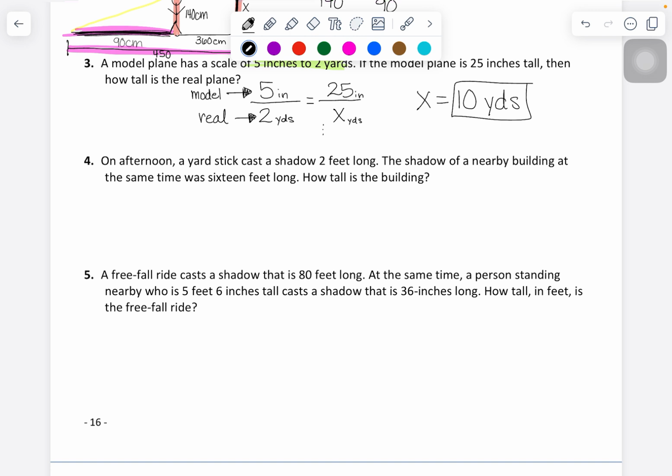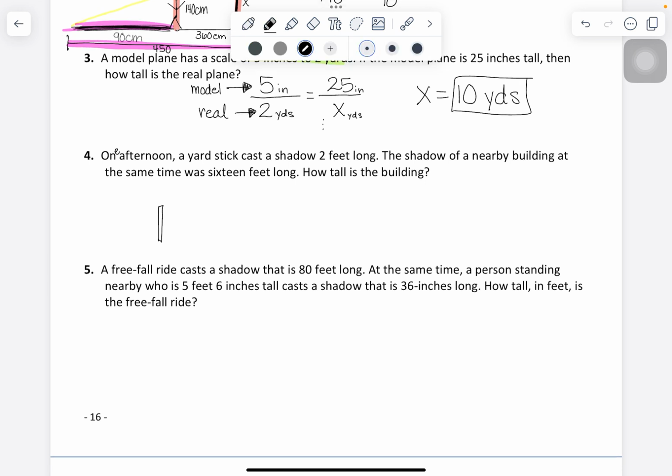Okay, 2 more problems. One afternoon, a yardstick cast a shadow that is 2 feet long. The shadow of a nearby building at the same time was 16 feet long. How tall is the building? Yardstick, for some reason standing straight up. Don't ask me why. Cast a 2-foot shadow.